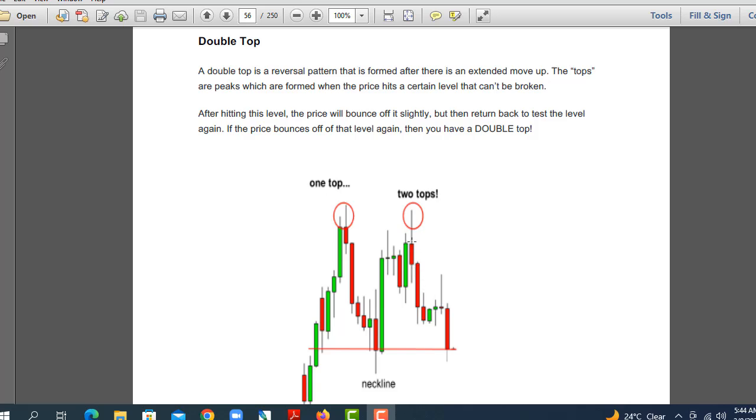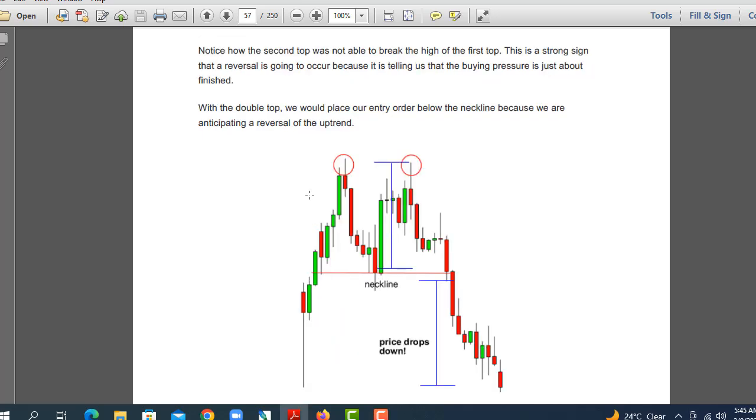So that's actually what's played out here. You can see after this double top, the market started to come down and we hit our neckline here. We hit the first top and then the second top, we're not able to break it, and immediately we hit our neckline, the market started coming down. You can see it starts to drop down here.